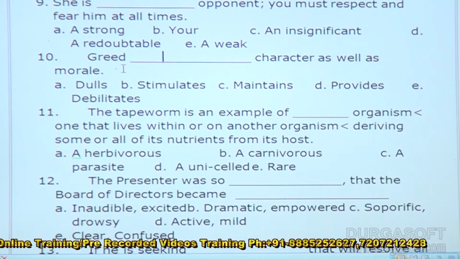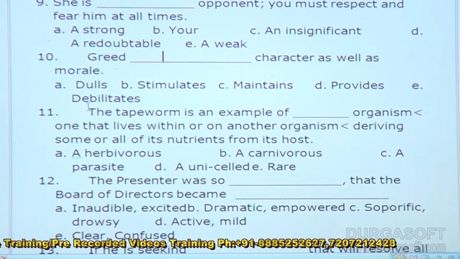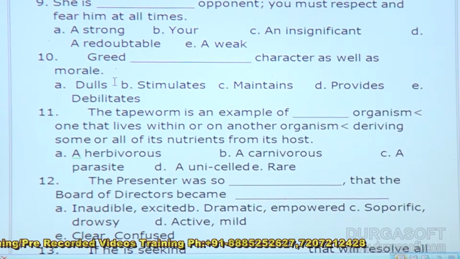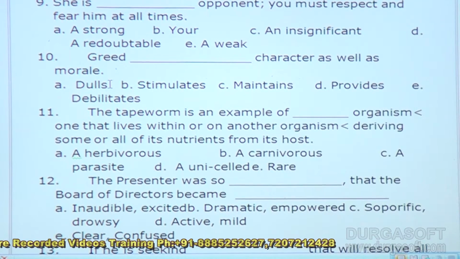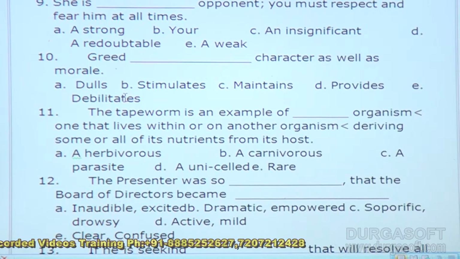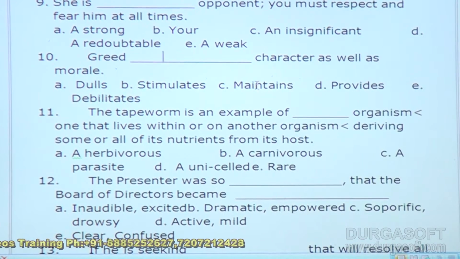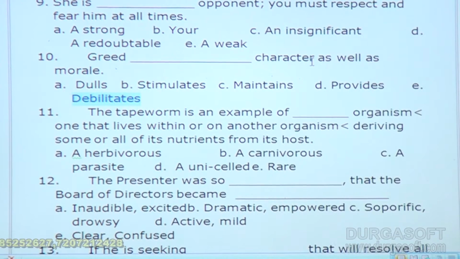Now 10th question. Greed dulls character as well as morale. No, it is not suitable. Stimulates is increasing. Greed increases character as well as morale. No, greed always debilitates. Debilitates means reduce. Greed reduces character as well as morale. So our option goes to E now. Why not provides? No.